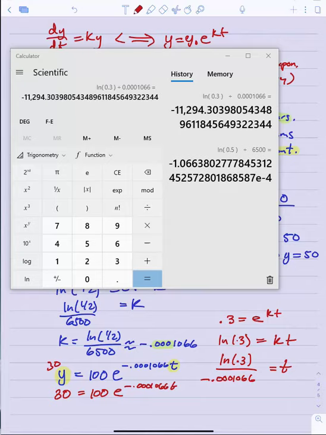And when I feed that into the calculator, I get approximately 11,294 years. Okay, which makes sense because what did we say about 13,000 years? We said that was two consecutive half-lives, which would take us from 100 to 50 and then from 50 to 25. So if we want to be left with 30 grams, it should be something a little more than 11,294, or to say it in reverse, it should be something a little less than that 13,000 years because we haven't quite decayed to 25 grams. So at least that answer makes some sense.